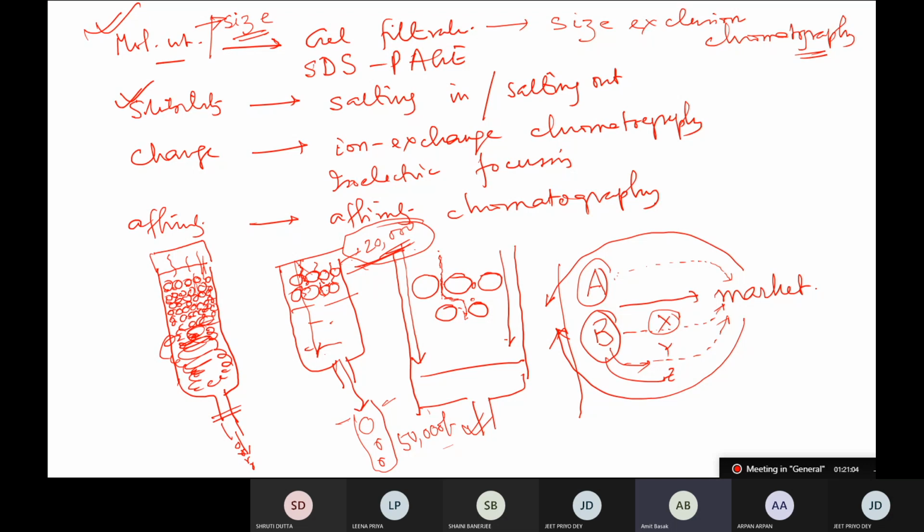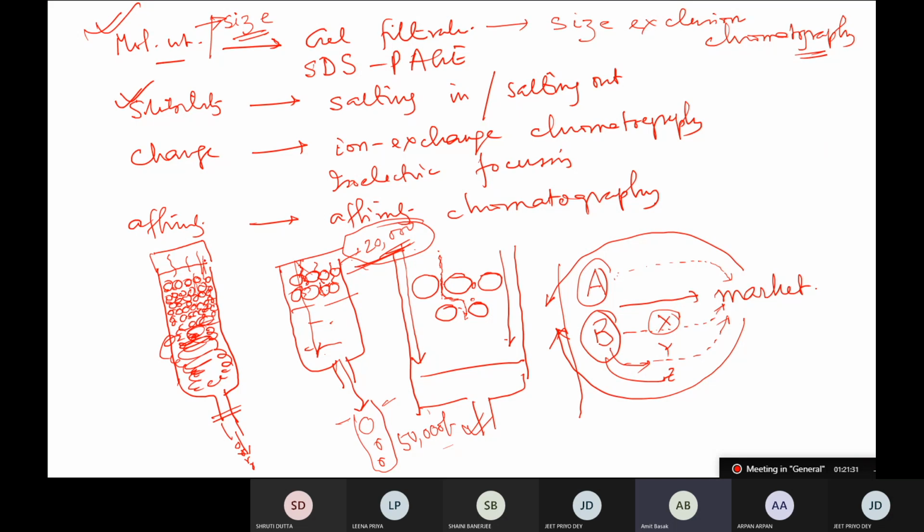Now if you have a totally unknown mixture, how do you know what is the size of my protein, what type of gel filtration column I have to use? All this, you can indirectly tell from other experiments, what is the molecular weight of my intended protein. Okay, I'll talk about that.